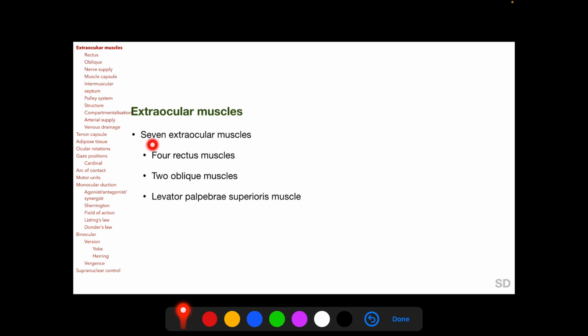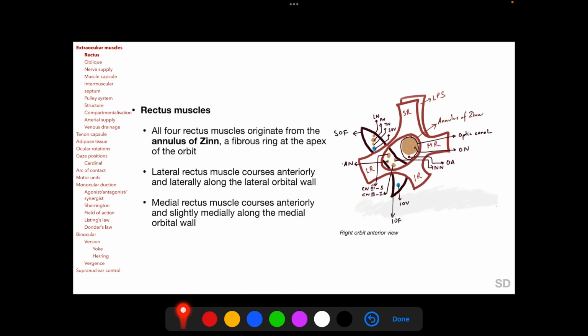Each eye has 7 extraocular muscles with 4 rectus muscles and 2 oblique muscles moving the eye, and the levator palpebris superioris muscle elevating the upper eyelid. It is important to note that the levator palpebris superioris muscle is also considered as an extraocular muscle. All 4 rectus muscles originate from the annulus of Zinn, a fibrous ring at the apex of the orbit. The annulus of Zinn straddles the optic canal and the superior orbital fissure.